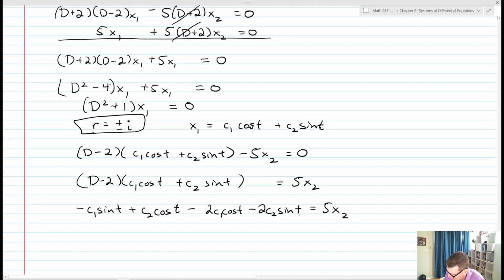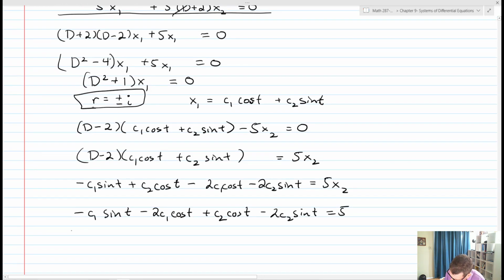We can combine our c1s and our c2s. So this will give me negative c1 sine t minus 2c1 cosine t plus c2 cosine t minus 2c2 sine t is equal to 5x2. And if I just factor out, I get c1 times negative sine t minus 2 cosine t plus c2 times cosine t minus 2 sine t. And that'll then equal 5x2.